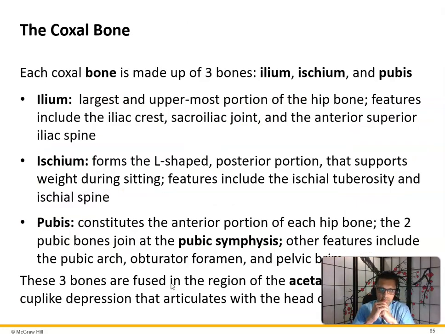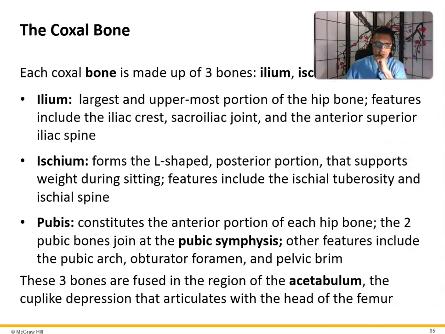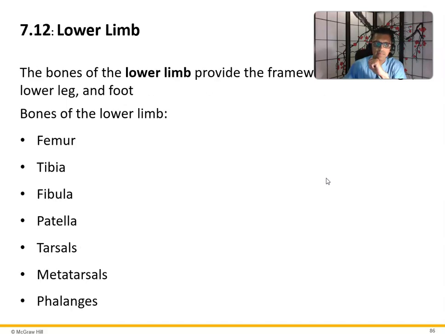Each coxal bone is made up of, again, the ilium, the ischium, and the pubis. The ilium is the largest and uppermost portion of the hip. Features include the iliac crest. The ischium forms the L-shaped posterior portion. The pubis constitutes the anterior portion of each bone. The three bones are fused in the region of the acetabulum, the cup-like depression that articulates with the head of the femur.